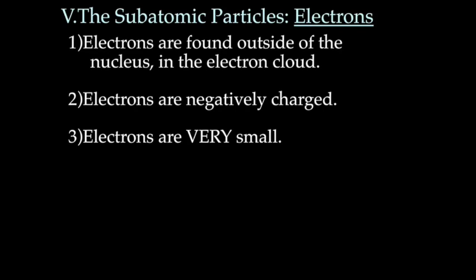Okay, the third subatomic particle is the electrons. Unlike the proton and the neutron, electrons do not live in the nucleus. They are found outside the nucleus in the electron cloud. Electrons are negatively charged, and when you write them as a symbol, it's e negative. Electrons are very, very small. They are 200 times smaller than a proton, and their mass is so small it's negligible.